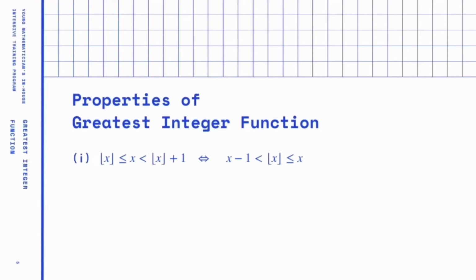Now rearranging this again, to solve for x minus the greatest integer function of x, we see that it's greater than or equal to 0, but less than 1. And x minus the greatest integer function is the fractional part. So indeed, the fractional part is greater than or equal to 0, but less than 1. So this first property actually solves some basic GIF problems already. So before we discuss the other properties, let's do some problems first.